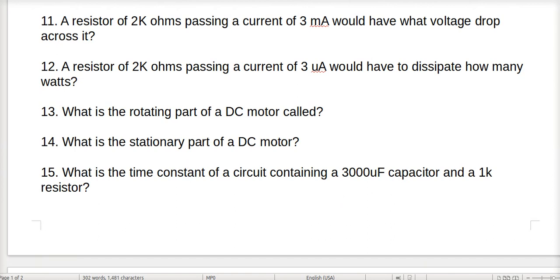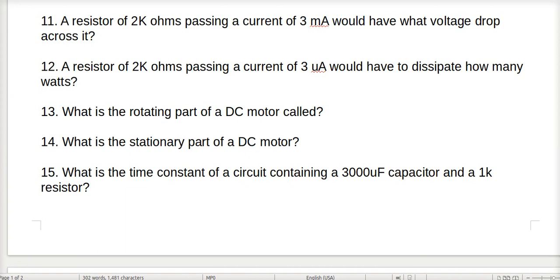11, a resistor of 2K ohms passing 3 milliamps would have what voltage drop across it? Ohm's law problem. A resistor of 2K ohms passing 3 microamps would have to dissipate how many watts? That's actually a power problem, but I do give you enough information to solve it.